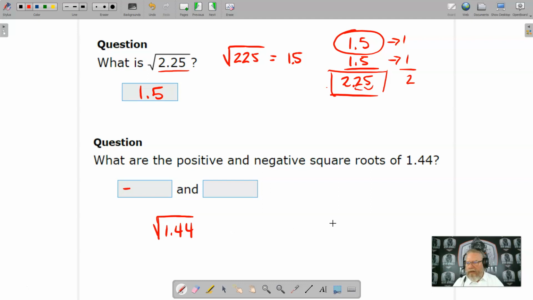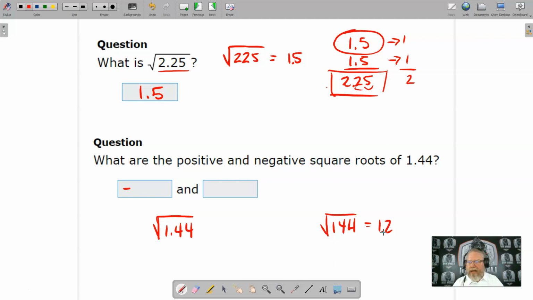If this were, let's consider the square root of 144 instead of 1.44, we would realize, oh, 12 times 12 is 144. That's one of our perfect squares. 144 is a perfect square in which the root is 12. But we have two decimal places.